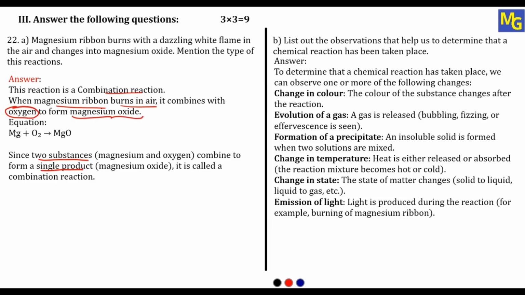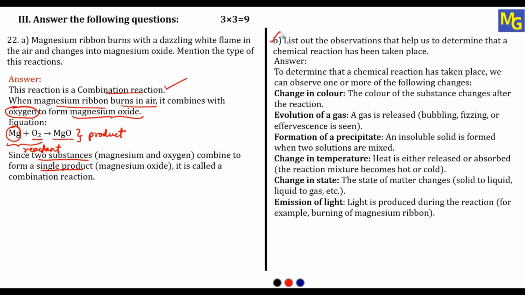So what is the chemical equation? We can write Mg plus O2 gives MgO, magnesium oxide. You can see this is the side where we have reactants and this is the side where we have product. If we see this equation, reactants are 2, product is 1. So 2 reactants combine to give a single product. Therefore, this reaction is a combination reaction. So this is the answer for question number 22.